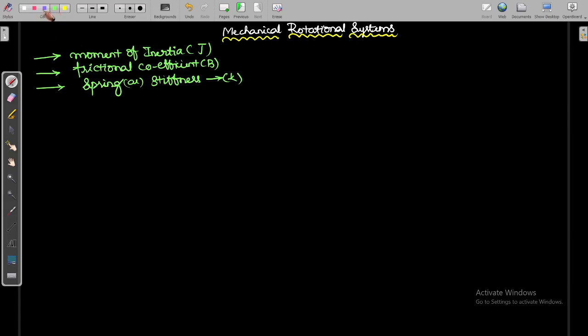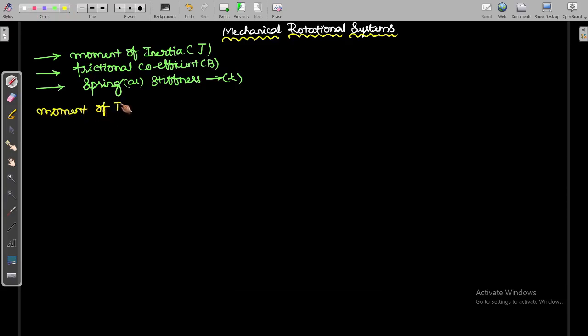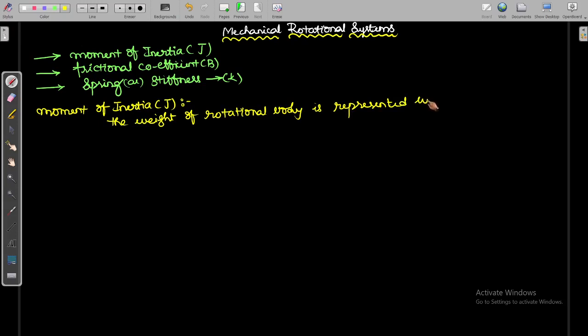Let us consider all the elements individually. Let us start with the moment of inertia. Moment of inertia is represented as J. It is defined as the weight of the rotational body, represented by moment of inertia.